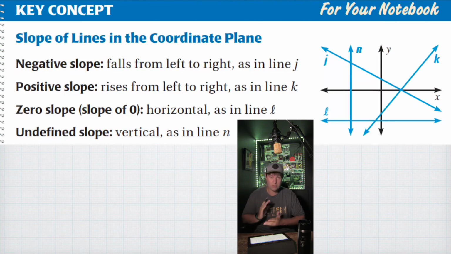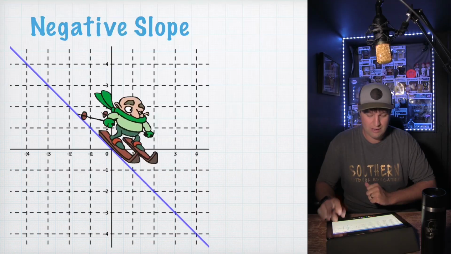So we're going to learn about 4 different types of lines. Slopes of lines in the coordinate plane. You have negative slope, which falls from left to right as line J. Positive slope rises from left to right as in line K. Zero slope is a horizontal line, such as line L. And an undefined slope, which is vertical as in line N.